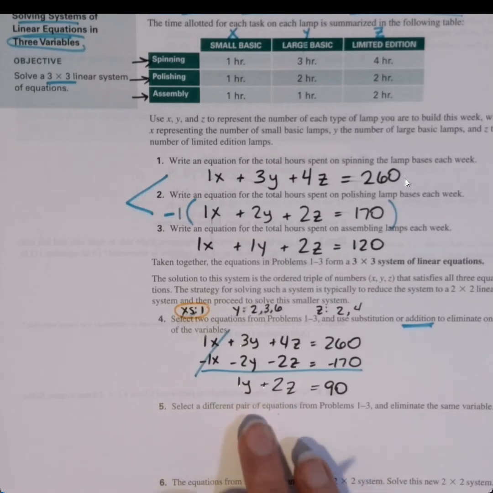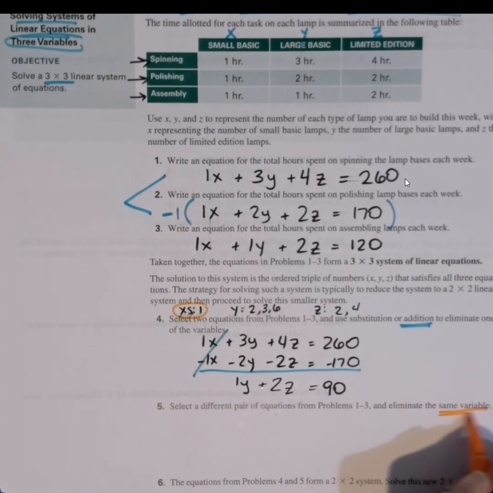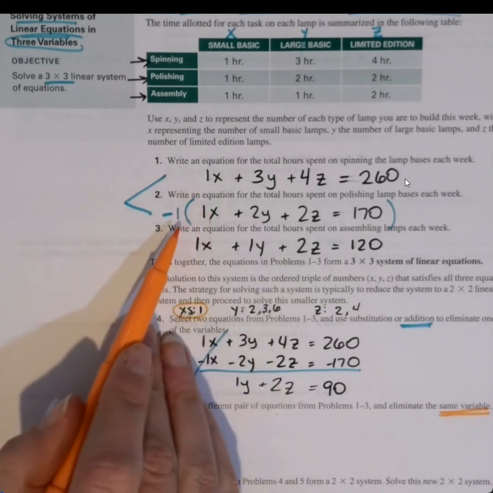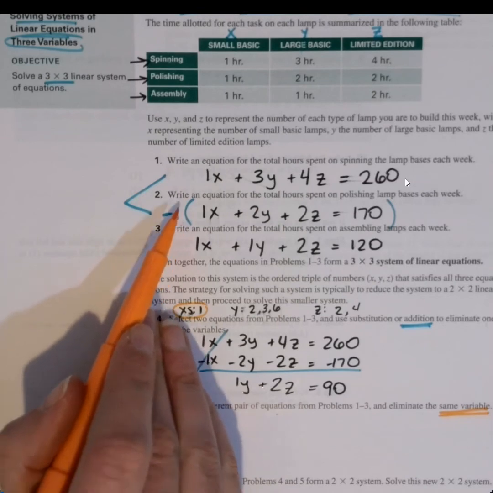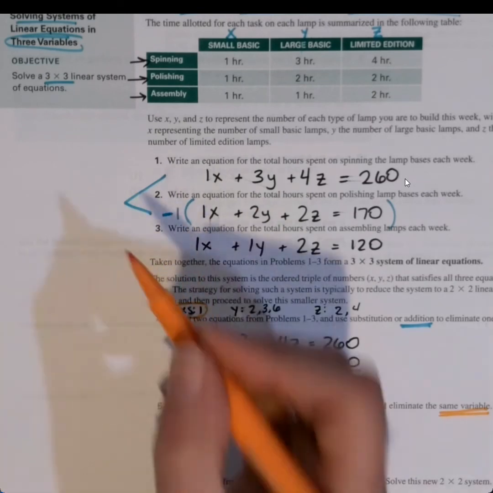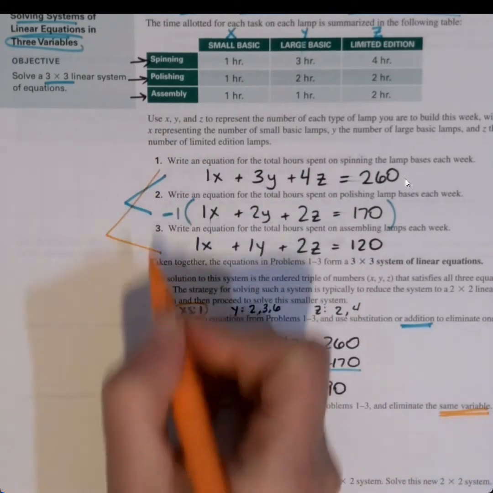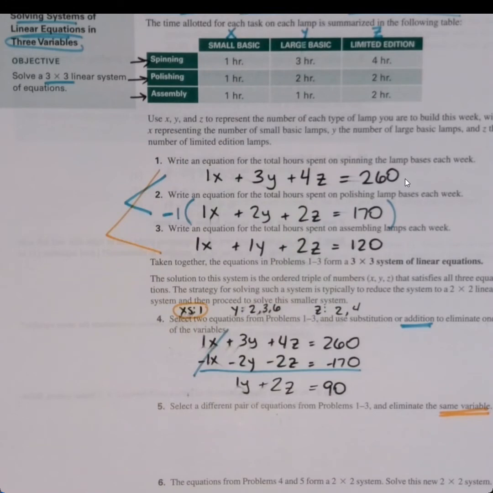So I need to do this again. I need to take a different pair of two equations, and I have to get rid of the same variable. I must get rid of the same variable with two different equations. I did 1 and 2 already, so I could choose equations 2 and 3, or I could choose equations 1 and 3. I'm just going to pick that arbitrarily. I'm going to choose equations 1 and 3, and we're going to get rid of x again.